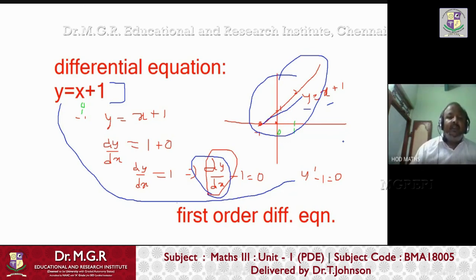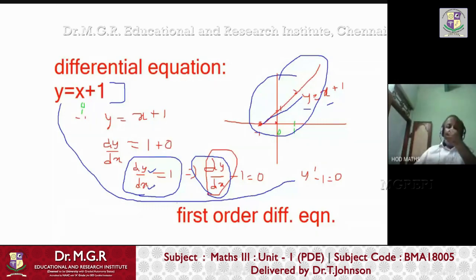There is some physical meaning also there, and mathematically how the derivatives are found, that I explained last class. You just check the last class video, right? So dy by dx is nothing but the rate of change of the dependent variable with respect to the independent variable x. So dy by dx equals 1.